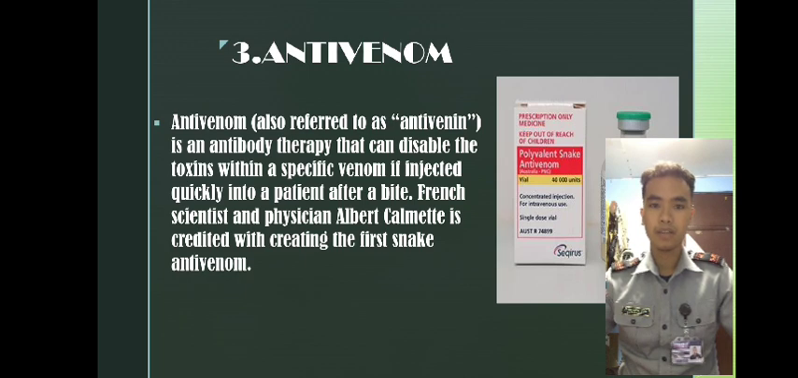Antivenom is typically administered by injection, and it works by binding to the venom toxins and neutralizing their effects. Antivenom is most effective when administered as soon as possible after a bite occurs, and it can be a life-saving intervention for individuals who have been bitten by venomous snakes or spiders. It is important to note that antivenom is not available for all types of venomous snakes and spiders, and its use can be associated with certain risks and side effects.